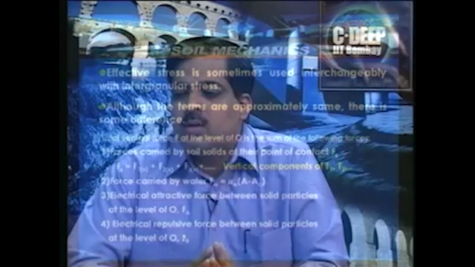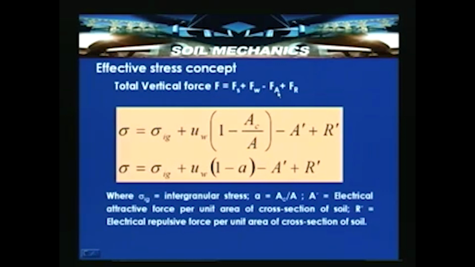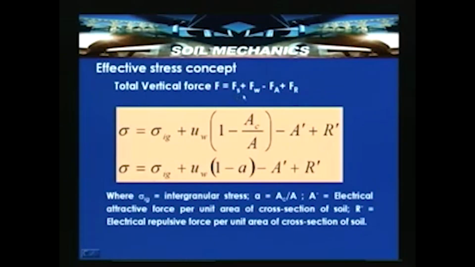So, we have the total force as a summation of these forces. So, we can write the total vertical force F is equal to Fs plus Fw minus Fa plus Fr. Keeping in view the sign convention, the negative sign for Fa was given. So, F is equal to Fs plus Fw minus Fa plus Fr. Now, we divide by area A, that is the imaginary plane area passing through that level point O in the previous slide.